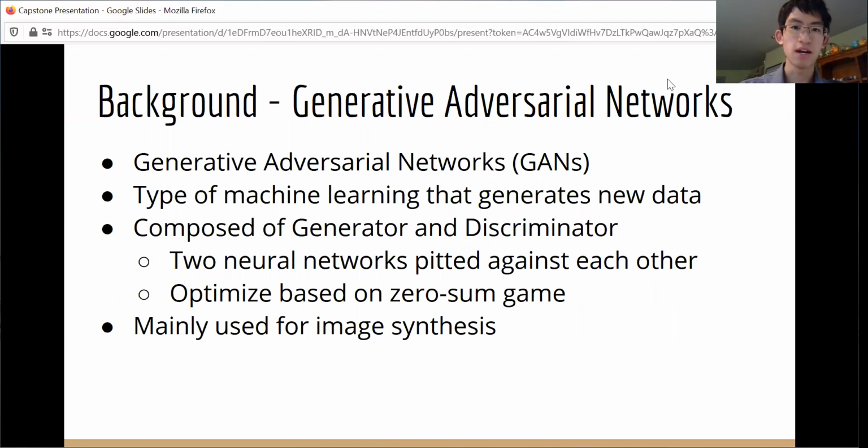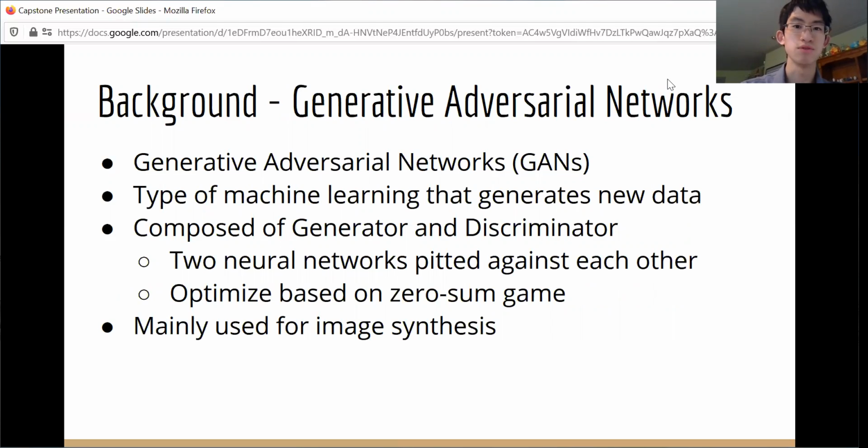Generative adversarial networks, or GANs for short, are a type of deep learning model which generates new instances of data based on the training data. For example, if you give a GAN a dataset of images of cats, the model should theoretically be able to learn and produce entirely new realistic images of cats.